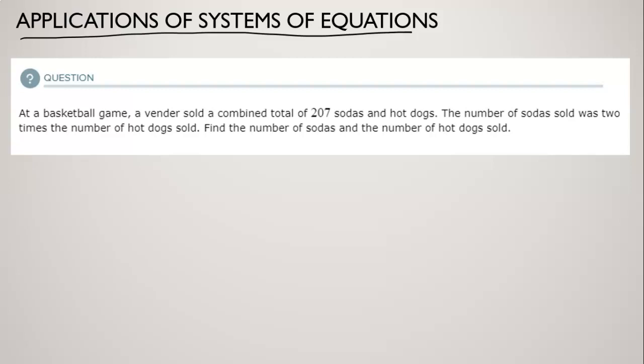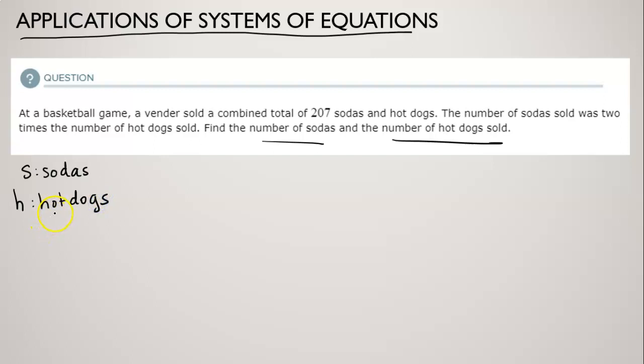At a basketball game, a vendor sold a combined total of 207 sodas and hot dogs. The number of sodas sold was 2 times the number of hot dogs sold. Find the number of sodas and the number of hot dogs. So what that's telling you is these are your variables. And in a word problem, I like to use variables that stand for what I'm looking for. That makes it easier for me to interpret my solution. So I'm going to use S for sodas, even though sometimes my S's look like 5, so I'll have to be careful about that. And I'm going to use H for hot dogs.